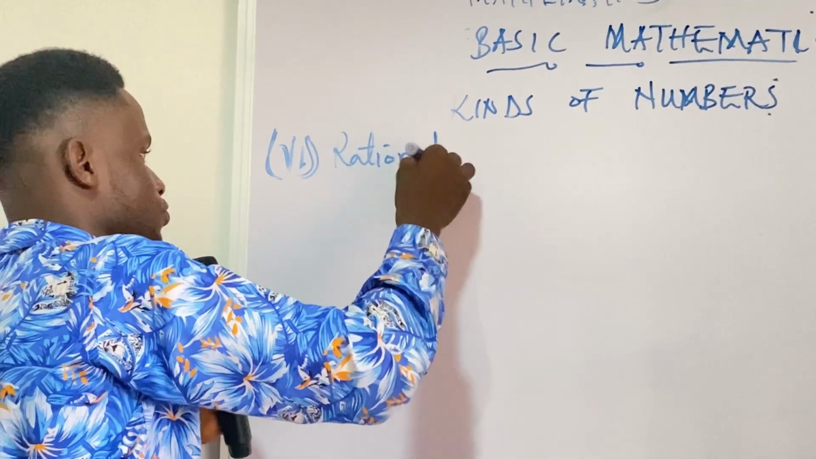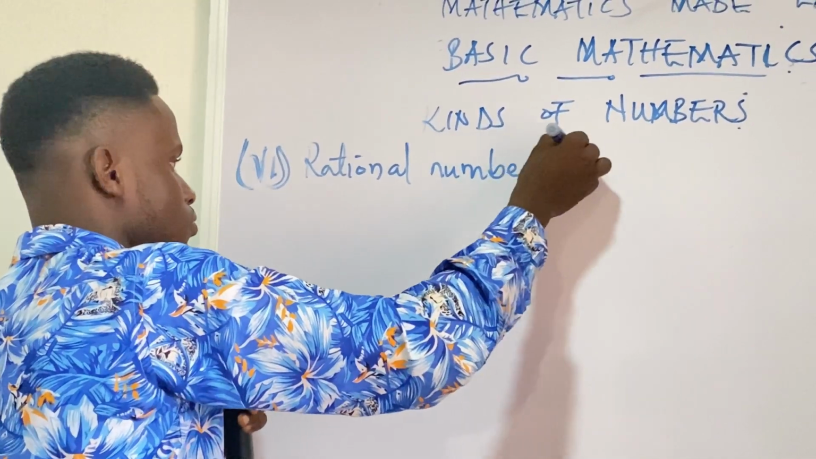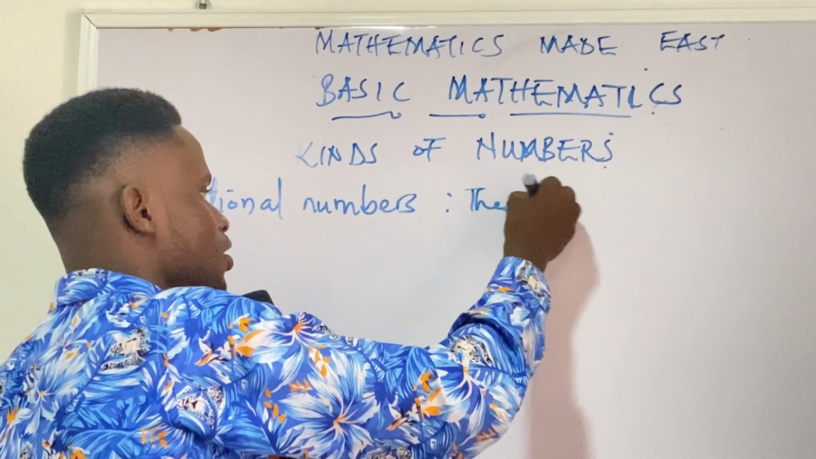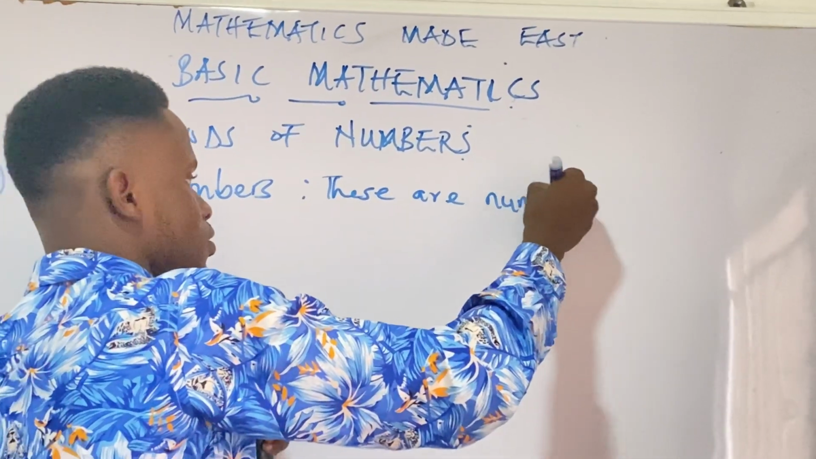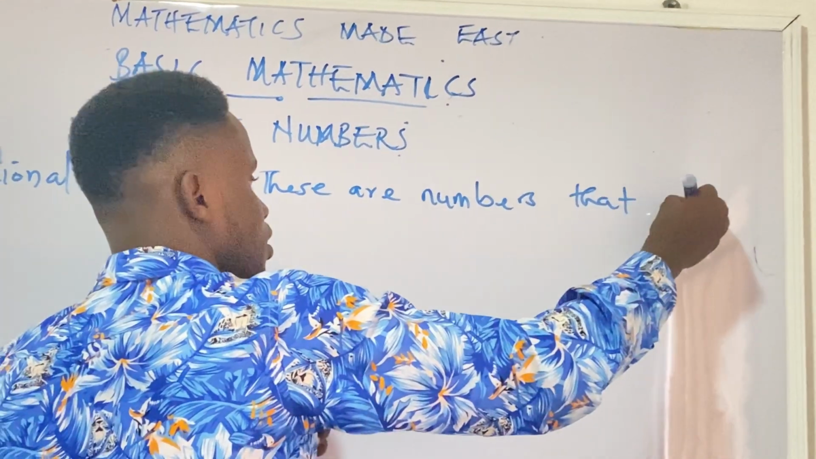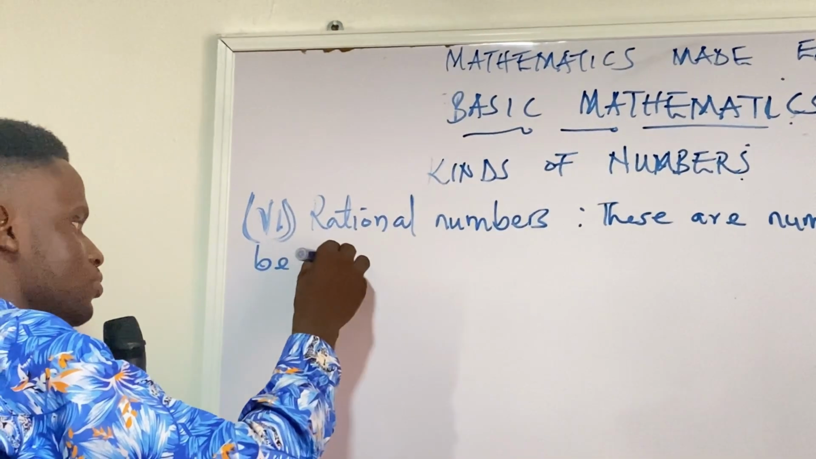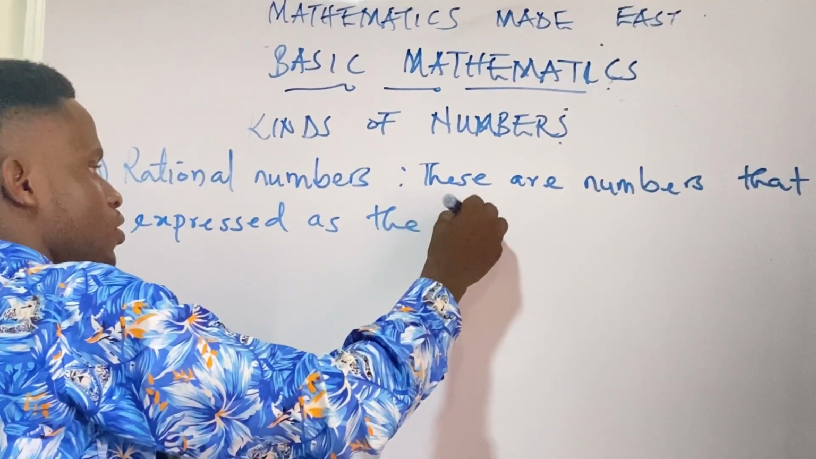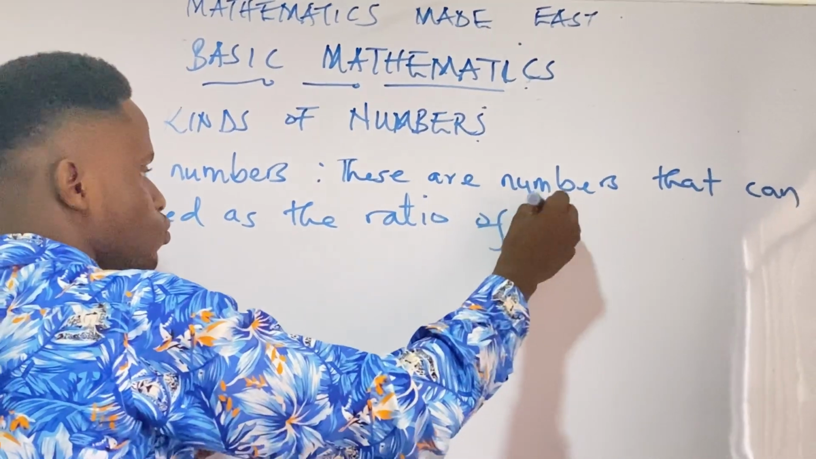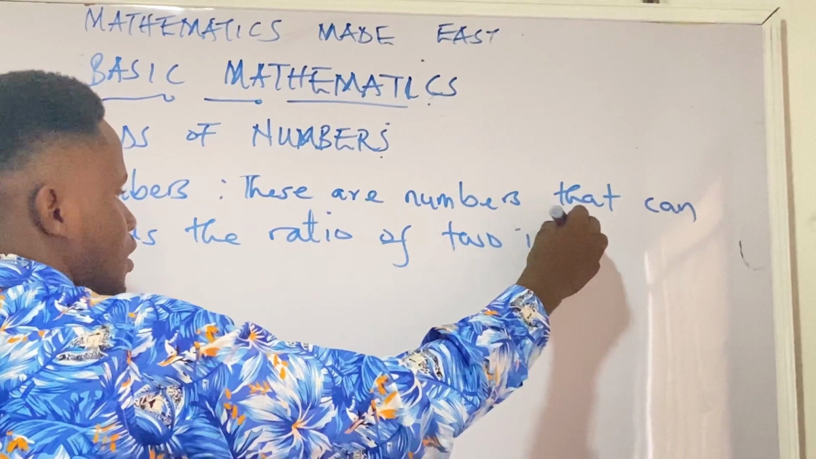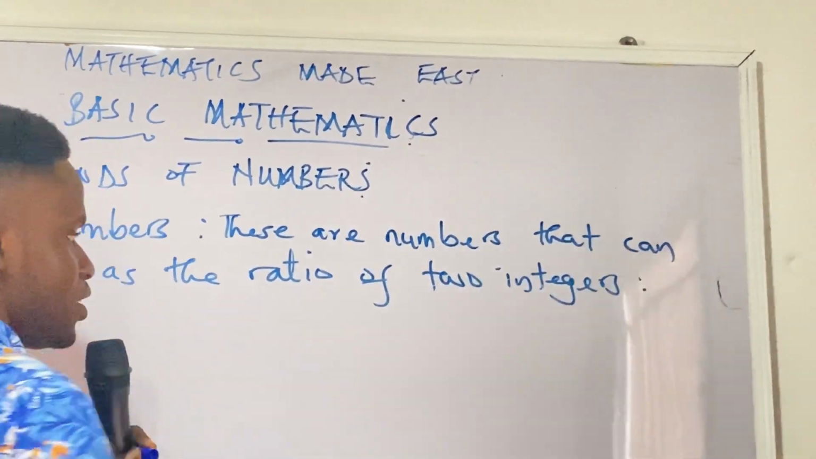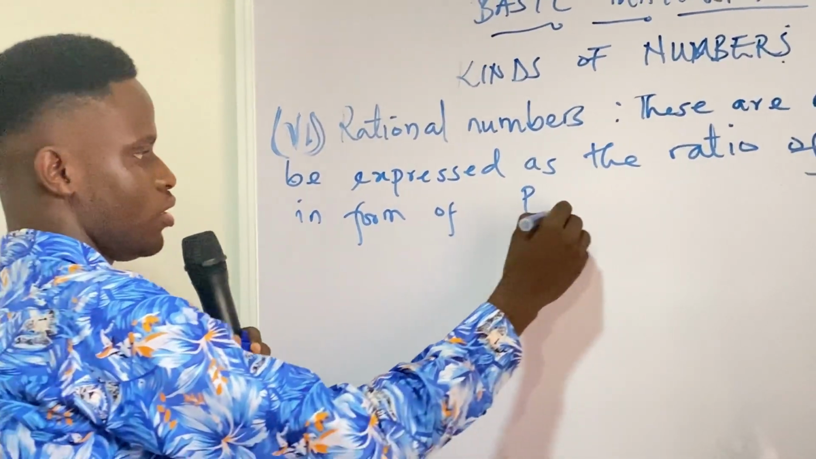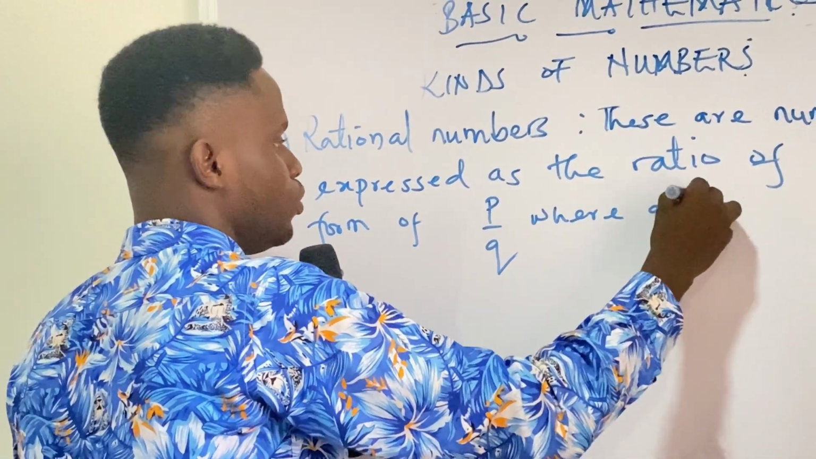Numbers. Rational numbers. What are rational numbers? These are numbers that can be expressed as the ratio of two integers. If I say ratio of two integers, that is a number that can be expressed as a fraction. Let's say P over Q, in the form of a fraction like this, where Q must not be equal to 0.